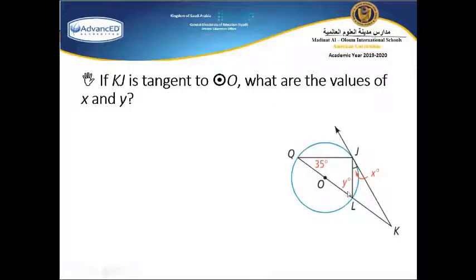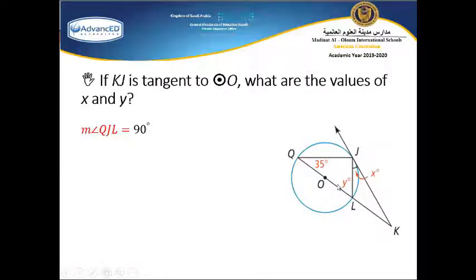Let's solve this example. Here we have tangent KJ, this tangent to the circle O. What are the values of X and Y? Here, by looking at the angle QJL, this is an inscribed angle, inscribed in the semicircle, then its measure equals half the semicircle, then equal 90 degrees. By looking at the triangle QJL, here we have two given angles. The angle Q equals 35 and the angle QJL equals 90.